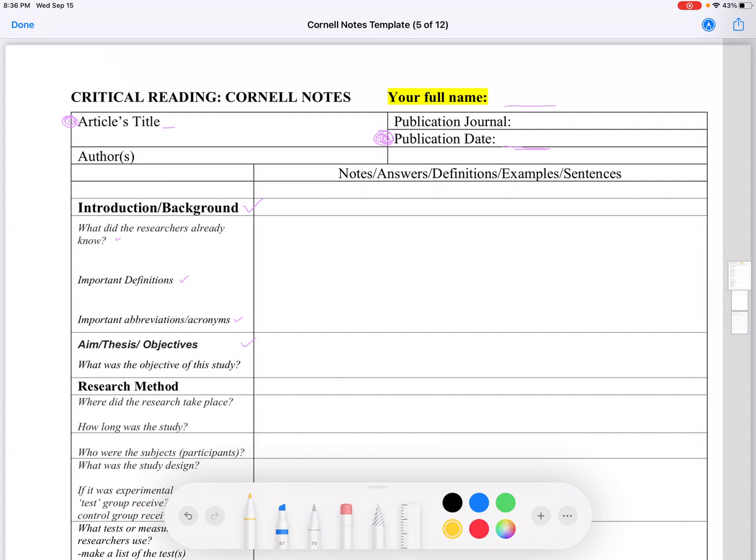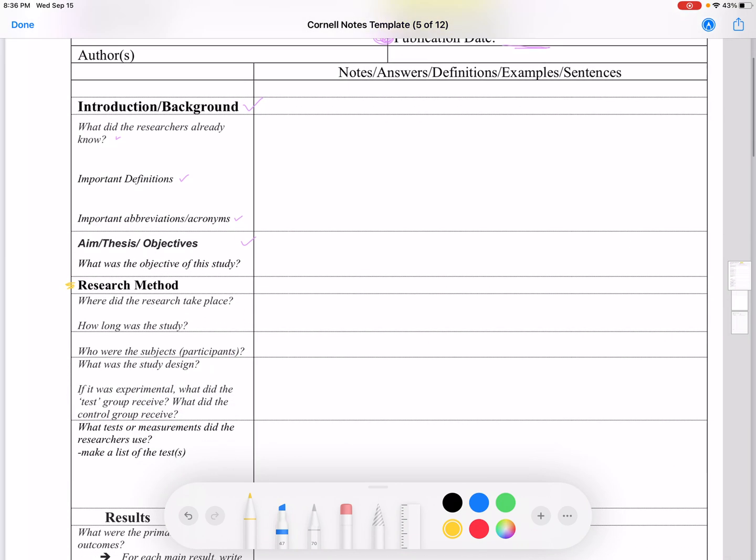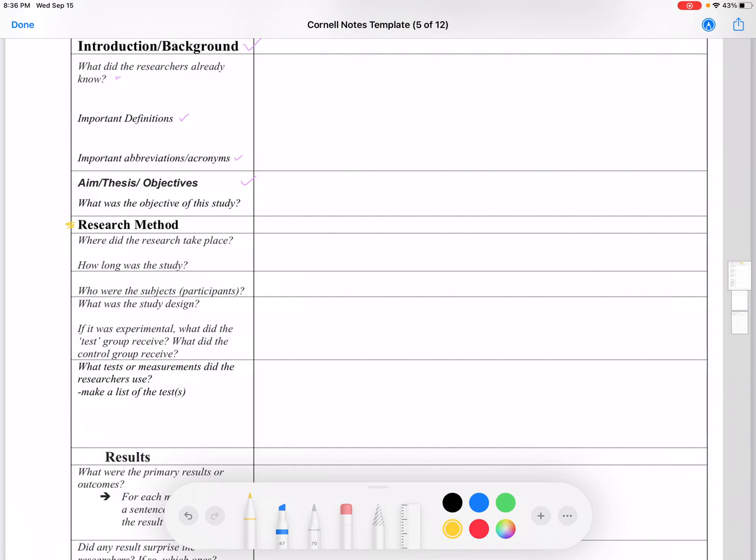Next, the research method section. This will be a big section in your article. So let's break this section down. First, the researchers will tell you where the research took place. They might name a city and a country. They will tell you if it was in a hospital, if the patients lived in the hospital, which is inpatient, or if it was an outpatient clinic, which means the patients did not live in the hospital. They might tell you it was a community program. Where did the research take place?